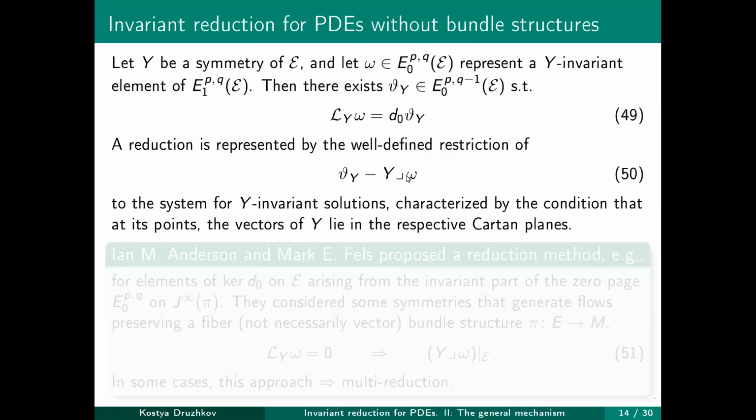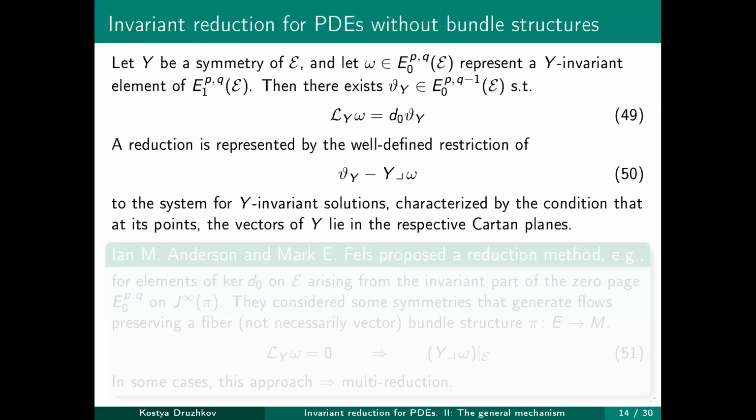It's important to note that this form is not well-defined. We cannot contract a symmetry with an element on the zero page of some group, on the zero page of the Vinogradov spectral sequence. Because Y is some vector field, some symmetry, it's not vertical or something like that. We cannot discuss vertical symmetry since we do not have a bundle structure in this case.